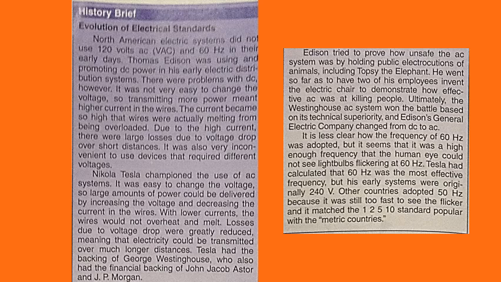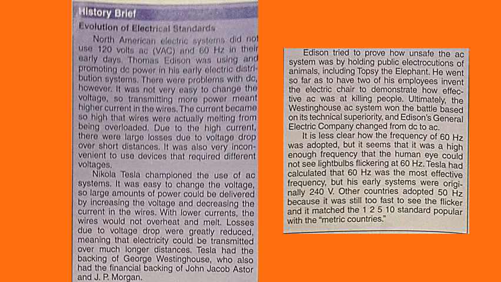There were problems with DC. It was not very easy to change the voltage, so transmitting more power meant higher current in the wires. The current became so high that the wires were actually melting from being overloaded. Due to the high currents, there were large losses due to voltage drop over short distances. It was also very inconvenient to use devices that required different voltages.